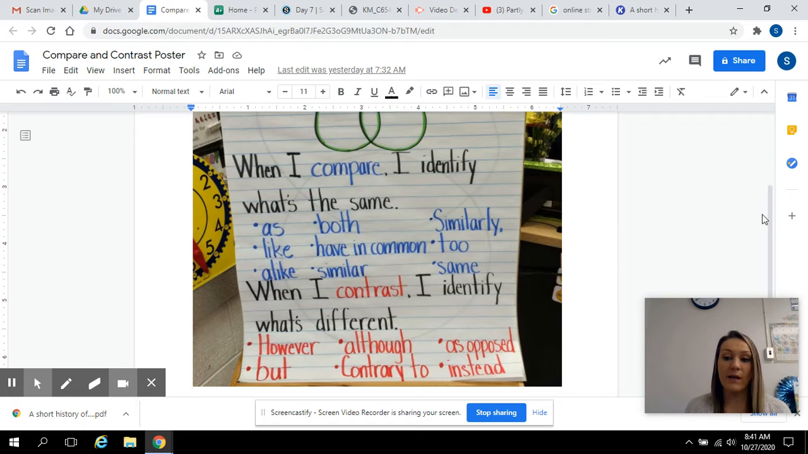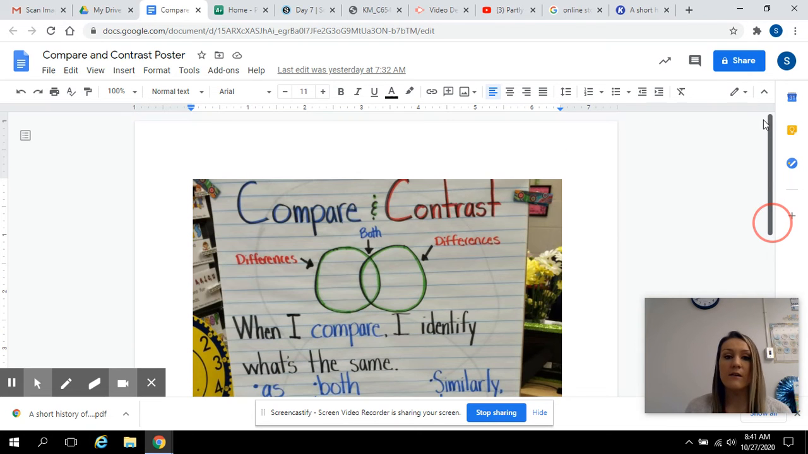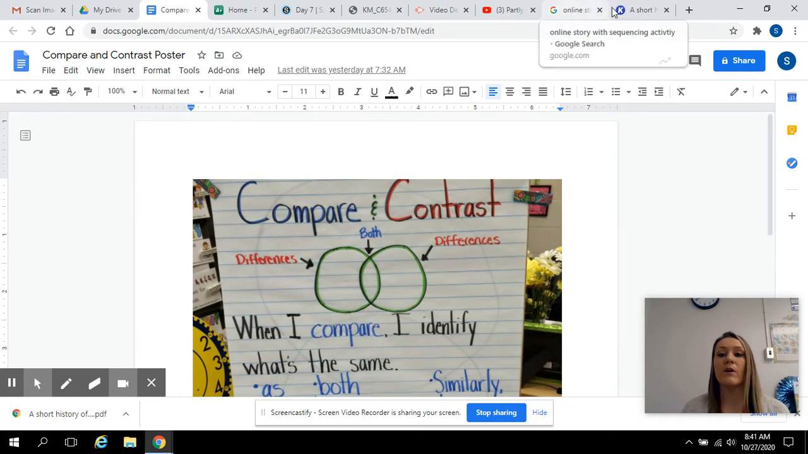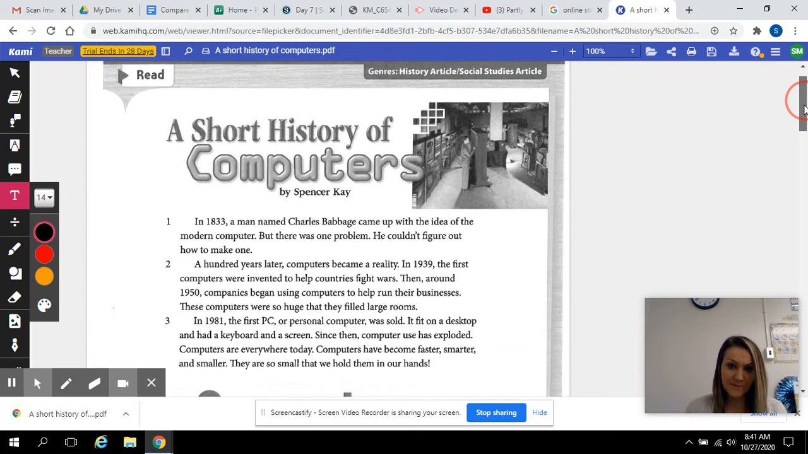And then down here, when I contrast, I identify what's different, okay? How are they different from each other? How are they not the same? Things that are not similar, okay? So keep this in mind while we are working. And remember, we are comparing and contrasting now because next week we are going to work on comparing and contrasting different authors' perspectives, okay? Which is a skill we've covered last week, okay?